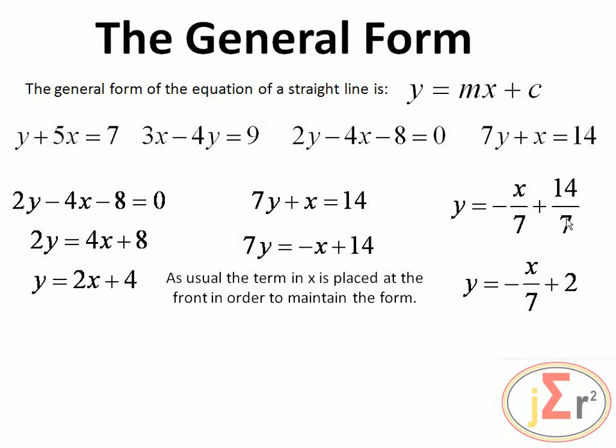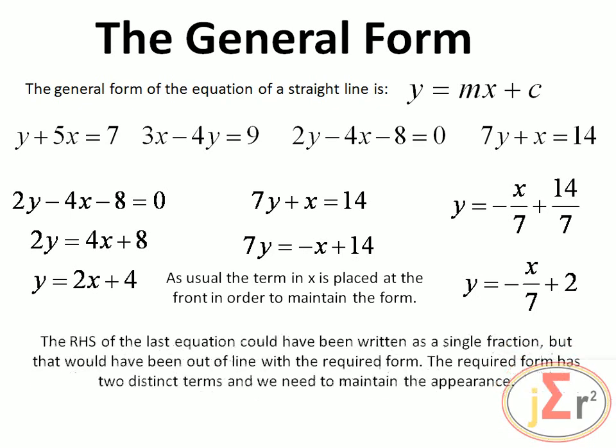Of course, 14 divided by 7 is 2, so we don't really need to write that as a fraction. The right-hand side of the last equation could have been written as a single fraction, but that would have been out of line with the required form. The required form has 2 distinct terms, and we need to maintain the appearance.